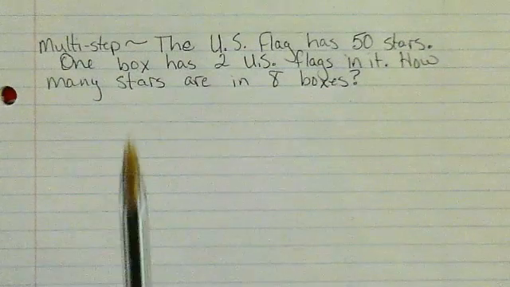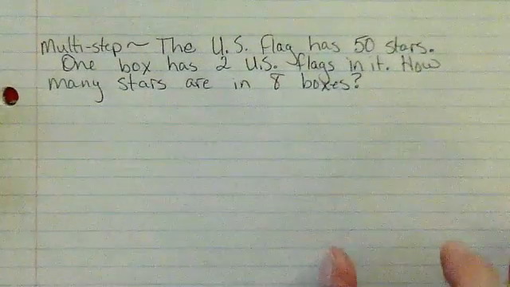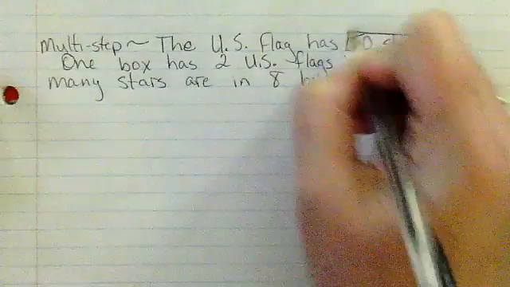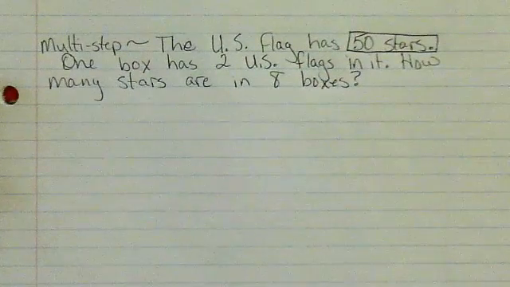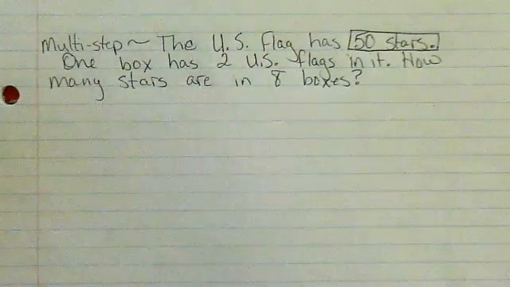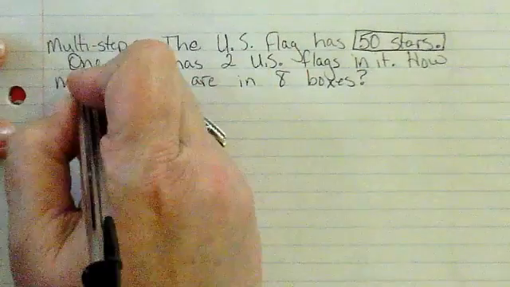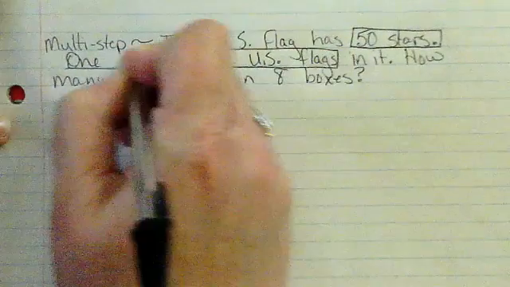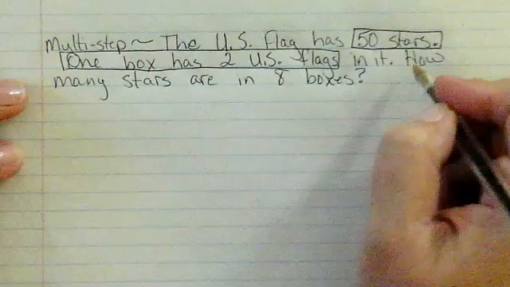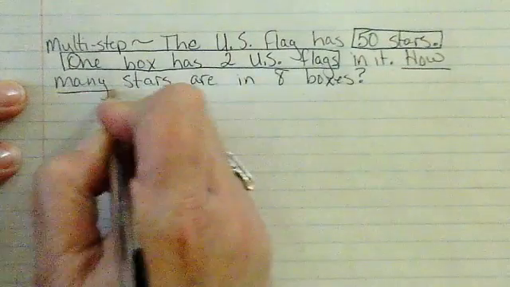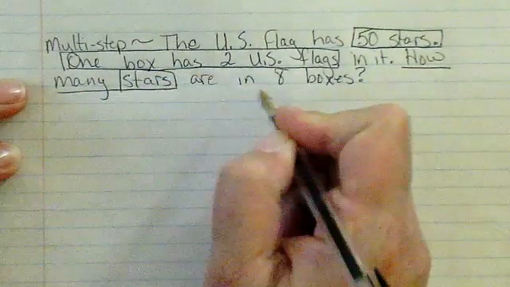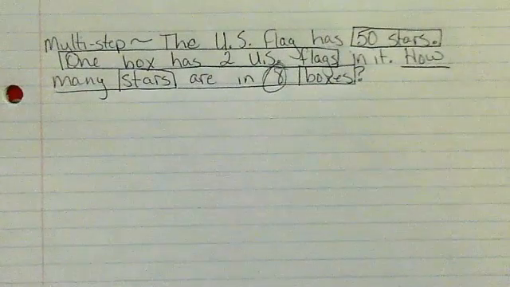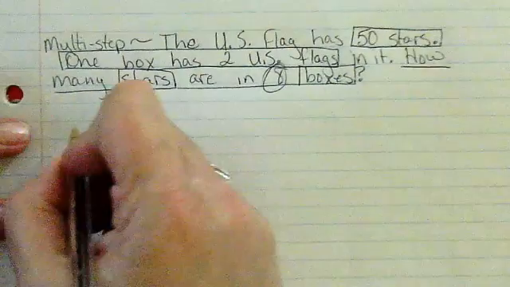Okay, let's read it one more time and find the important information. The U.S. flag has 50 stars. That's important. One box has 2 U.S. flags in it. Here's our question. How many stars are in 8 boxes?